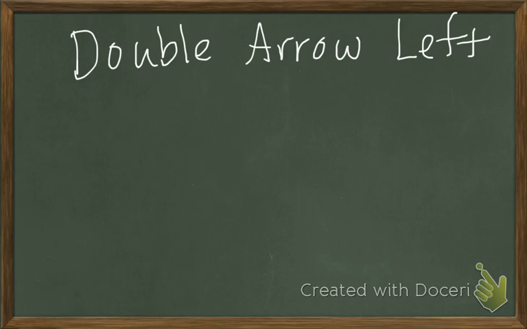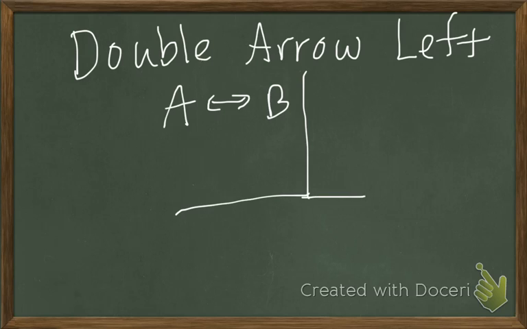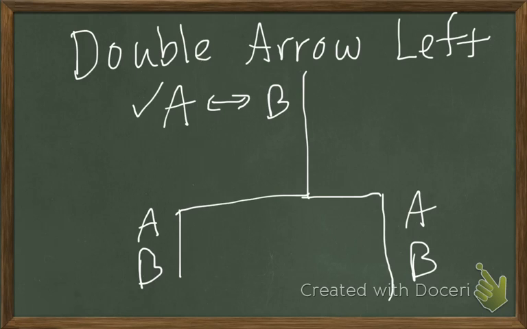Finally, we have the rule of double arrow left. So when is the formula A if and only if B true? Well, it's true whenever either both A and B are true, or when both A and B are false.